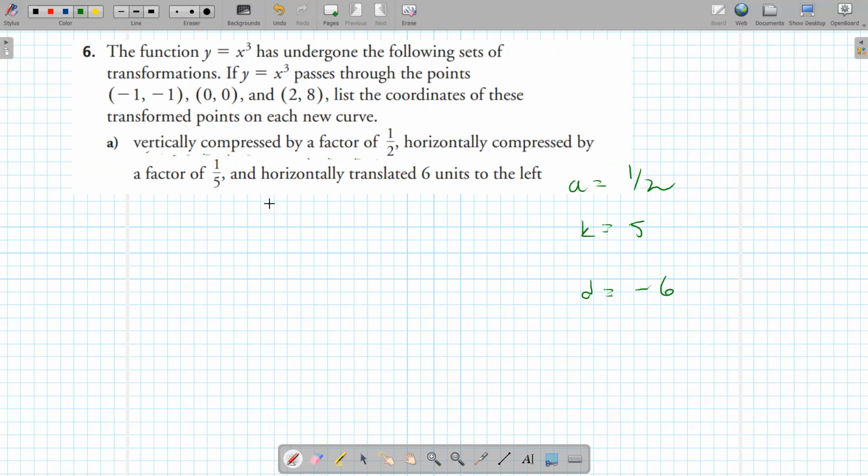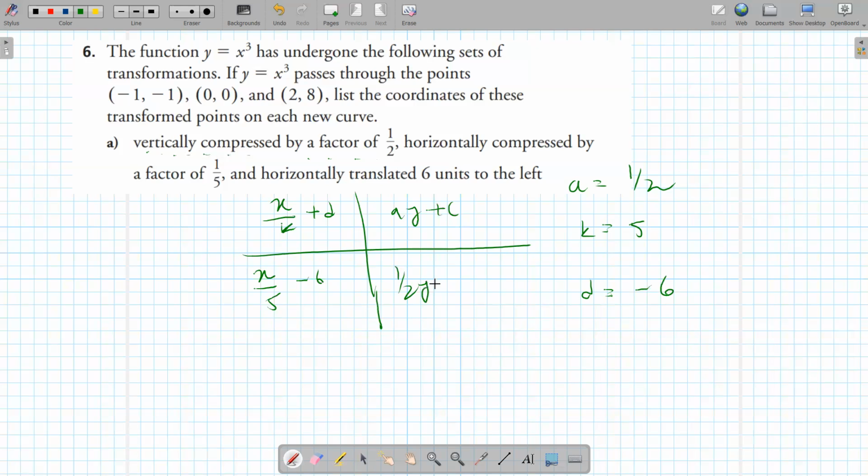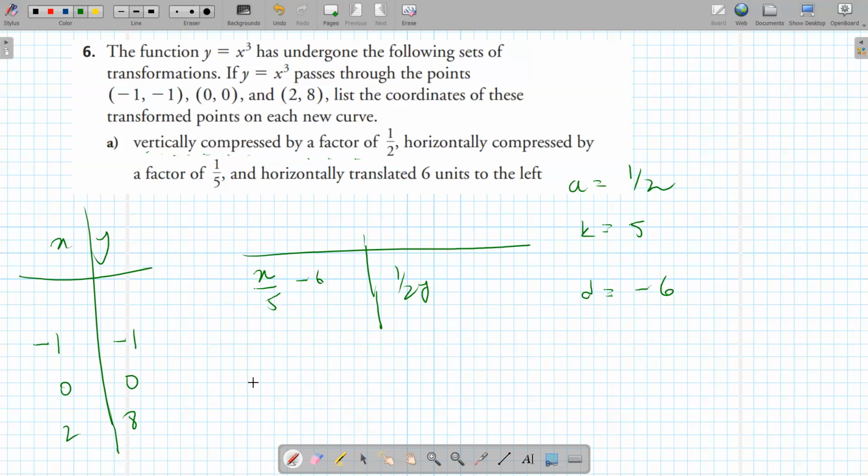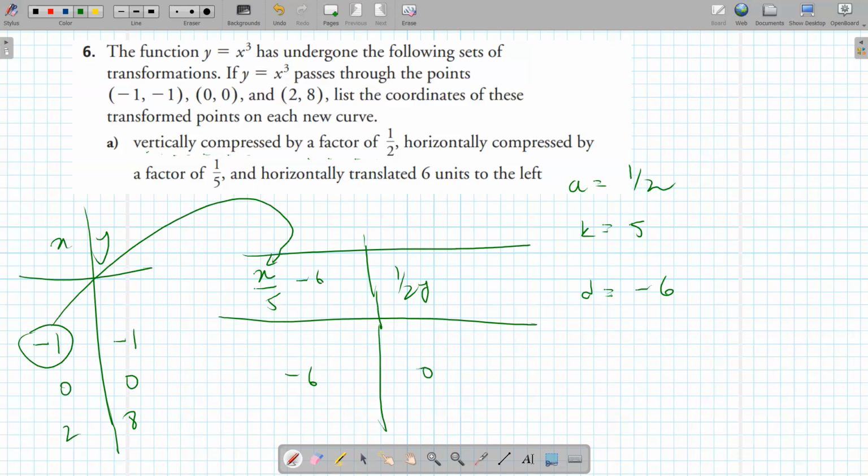And you remember your point mapping rule, x over k plus d, ay plus c, right? So it's going to become x over 5, well, d is -6, and then a y is 1/2 y, well, there's no c value, there we go. So that is our point mapping rule, okay? And what they've asked us is, they've given us a couple of these points from the parent function, and we need to find out what these points became after the transformation. Very simple. You just plug -1 in there. Just plug -1 in there and plug -1 in there.